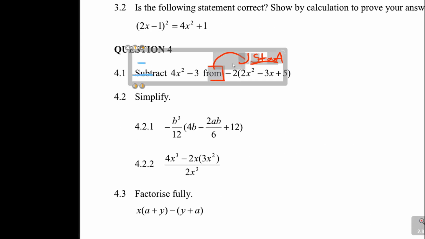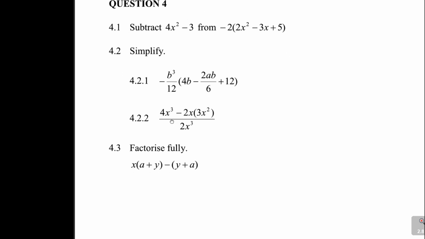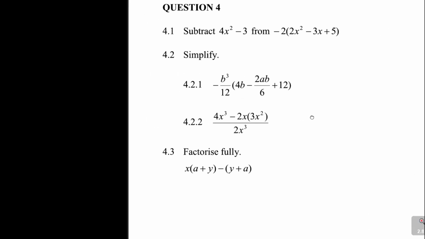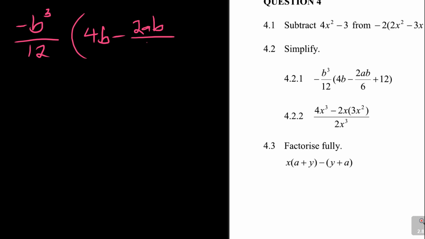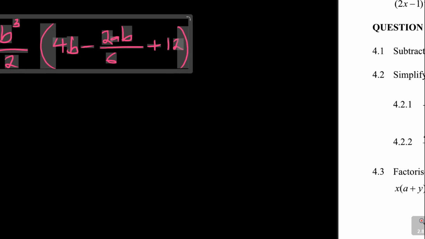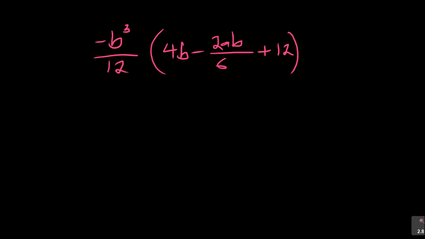Let's try another one. It's a short video. Anything that I don't finish, we're going to take it to the next lesson. All right. So simplify. I'm supposed to simplify these. How many marks? 3 marks. Look at this one. If I'm to simplify minus b cubed over 12, 4b minus 2ab over 6 plus 12. Don't panic over simple things like this. I mean, over fractions, you're panicking. No, this I have not done. Not really. The method is the same.